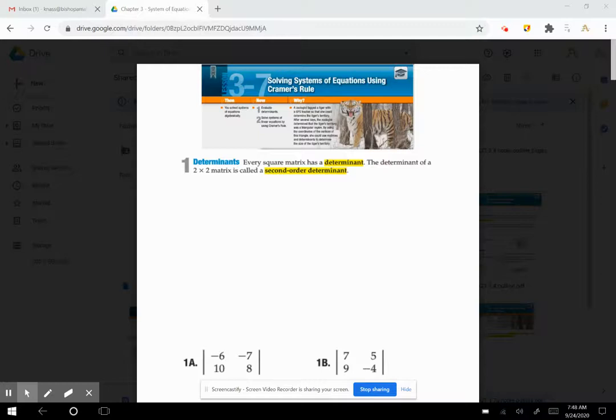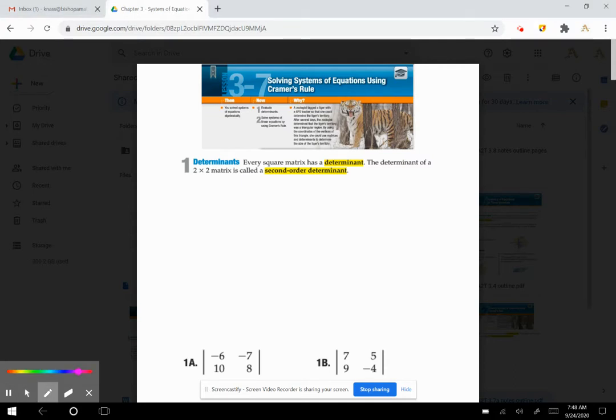Okay, 3.7 is when we're going to find the determinant. And by finding the determinant, we're able to start solving problems. So this lesson is going to be in a two-part lesson. Today, you're going to watch how to solve it by hand. And then tomorrow, Friday, you're going to watch how to do it on a calculator.